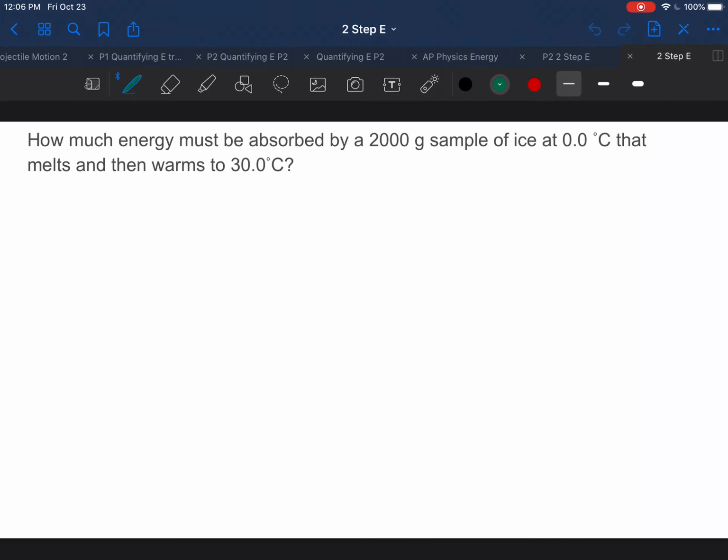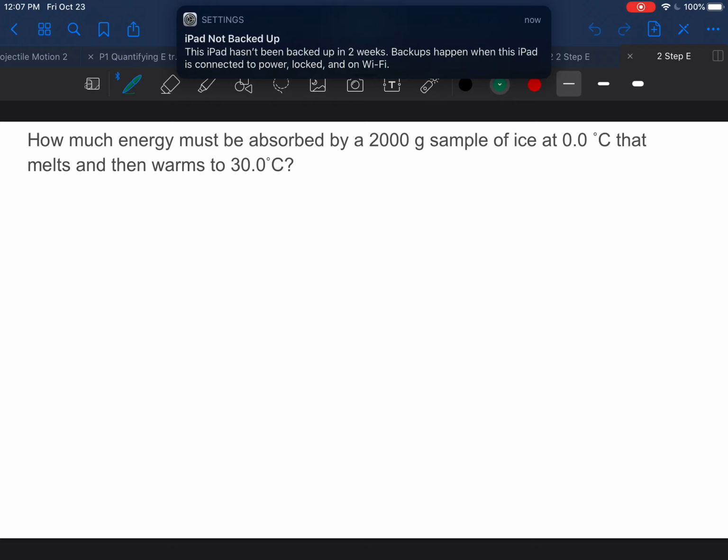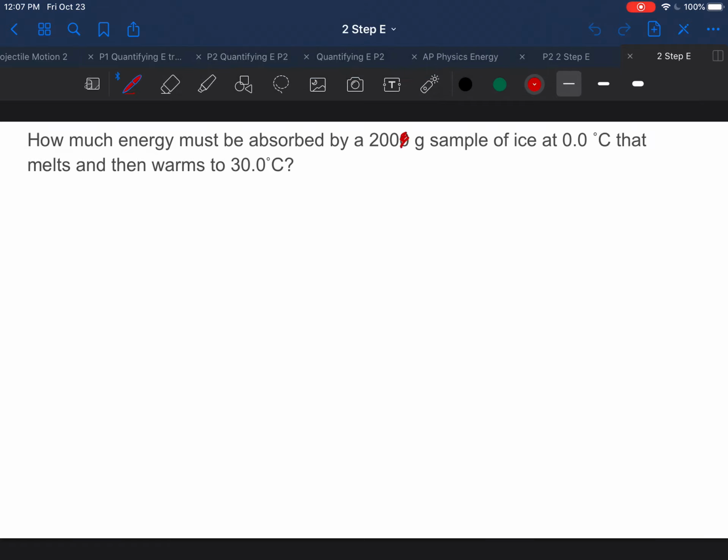All right, so here we're going to take a look at two-step energy problems. Previously we've only been dealing with one type of energy being changed at one time, so either a heating or cooling problem only, or a phase change problem only. Here we're going to take a look at what happens when we have both.